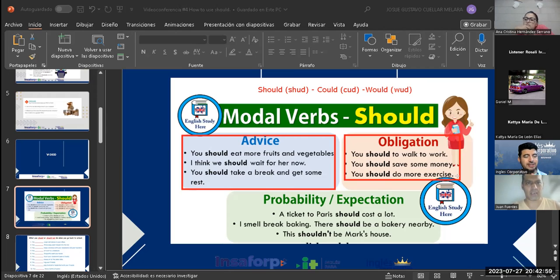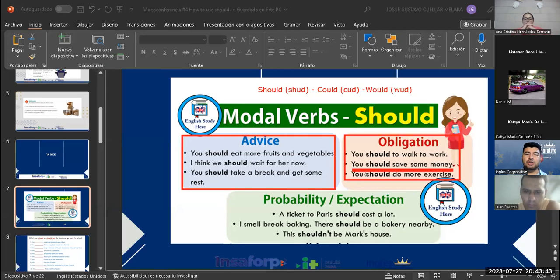I consider that these ones are like advice. Son como sugerencias. Ah, por cierto, la palabra advice es singular y plural. Es consejo, consejos. Sugerencias, sugerencias. So in this case, I consider that it is an obligation, but it depends on the context. For example, you should save some money. That could be an obligation if you have problems with the administration of your money every month. But if you don't have too much problem with it, I guess it's advice, not an obligation.